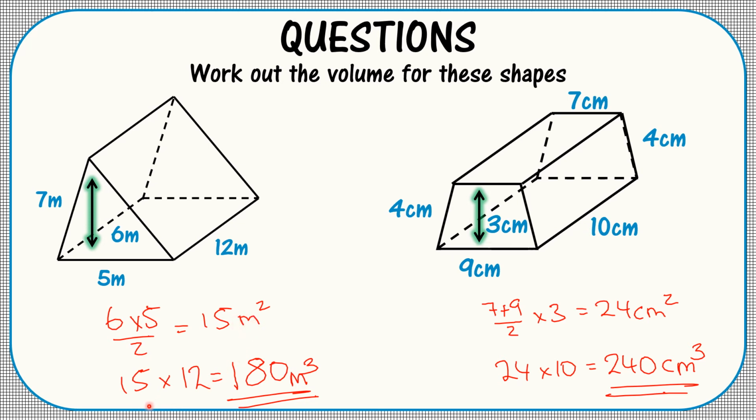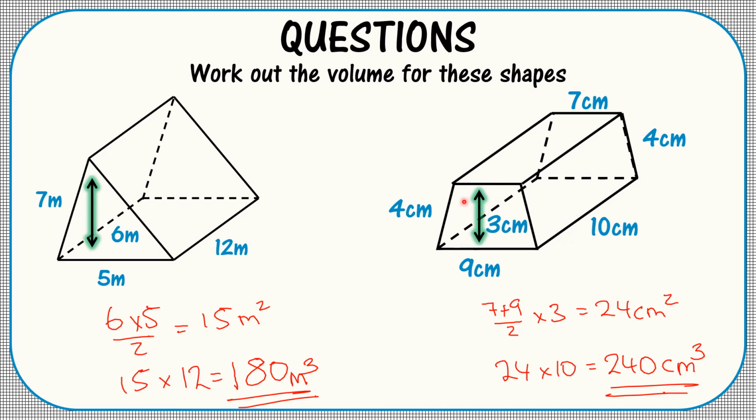What we will do next is 15 times by the depth. The depth is 12 meters. So it's 15 times 12, which equals 180, and you have to remember the units. It is meters cubed. The next question, again, we are trying to work out the cross section and then we'll times it by the depth.